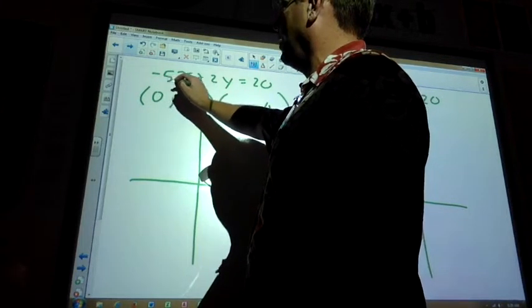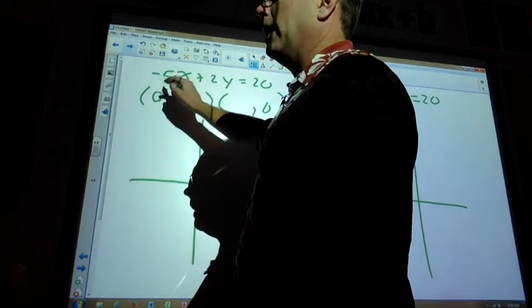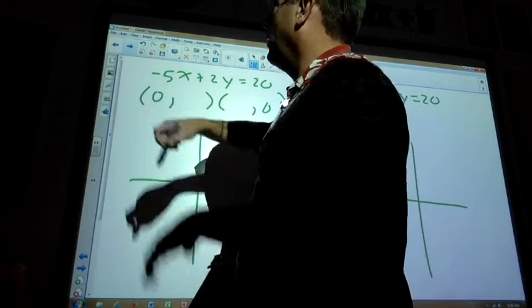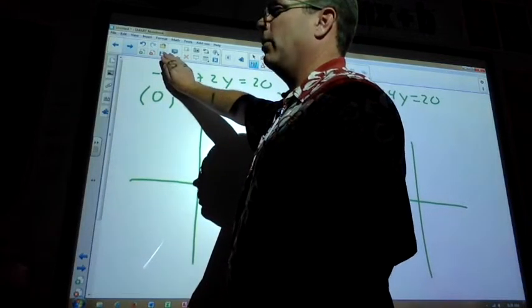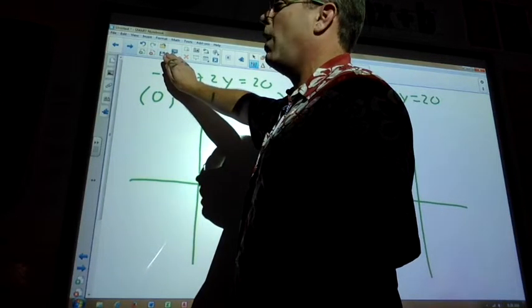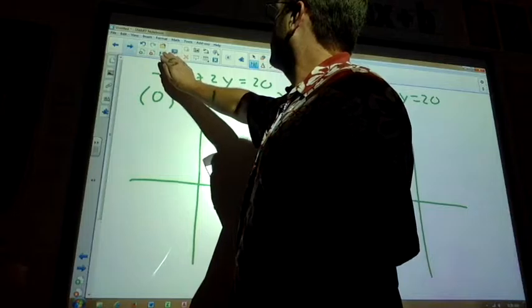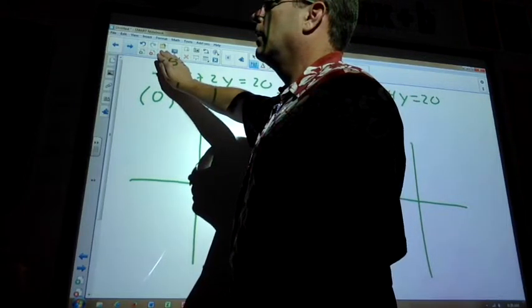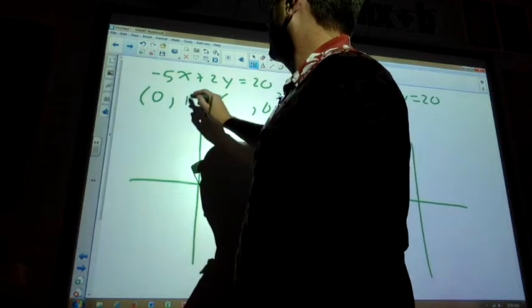So what happens if I plug -5 times 0? What do I get? 0. So that means this is covered up. I no longer use it. So 2y equals 20. So what does y have to equal if 2y is equal to 20? 10. Good. So 0, 10.